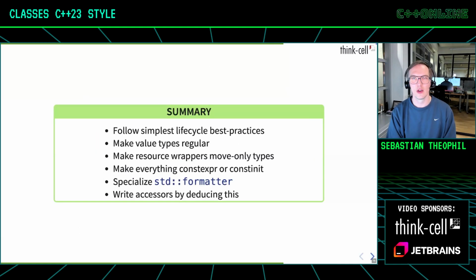So in summary, follow the simplest lifecycle best practices for your types. Make value types regular. Make resource wrappers move only. Make everything constexpr or constinit if you can. Use std::formatter, and write your accessors using deducing this.